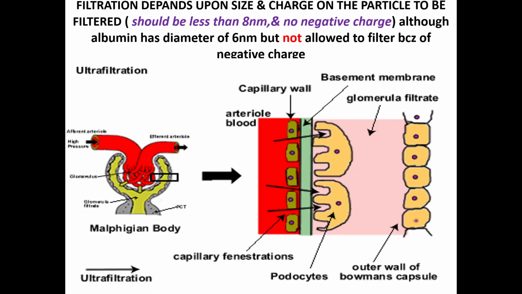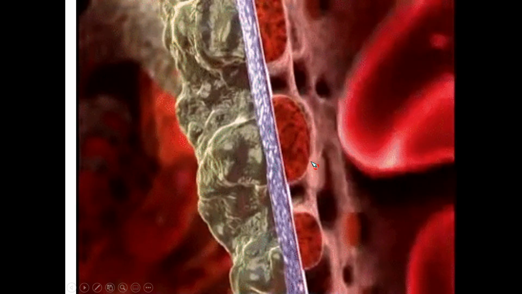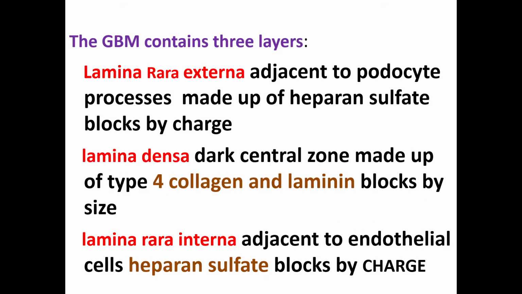Now filtration depends first of all upon the structure of the basement membrane. The glomerular basement membrane contains three layers. The names given to them are lamina rara externa, lamina densa, and lamina rara interna. The externa is adjacent to the podocytes. This lamina rara externa is made up of heparan sulfate, and it blocks by charge. Blocked by charge means actually what happens?